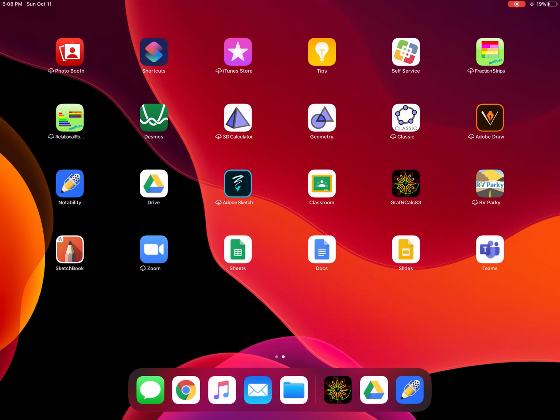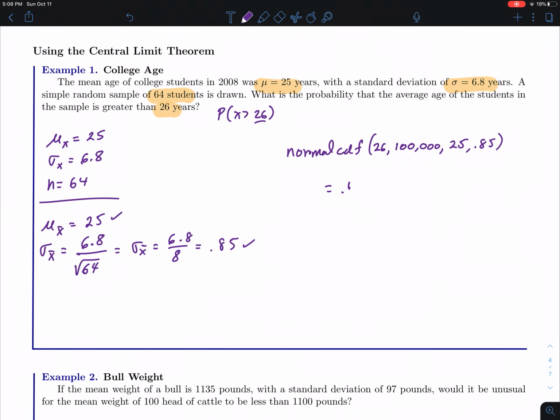So it's 0.1197, which is going to be 11.97%. So there's about a 12% chance that the average age of students in this sample is going to be greater than 26 years in this case. And again, remember, this is the population mean. The sample mean shouldn't stray that far from it. They shouldn't be that far away. So in this case, it seems like it's small, but then again, it's based on our standard deviation being so small.